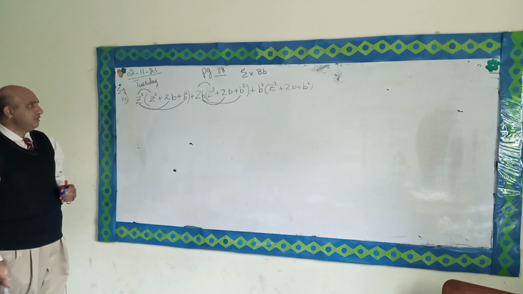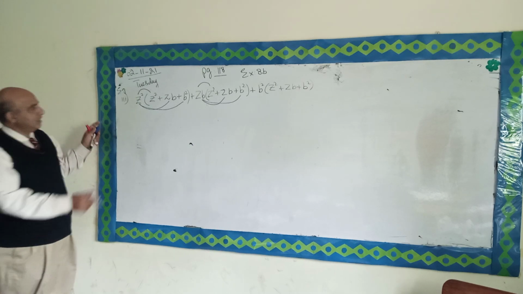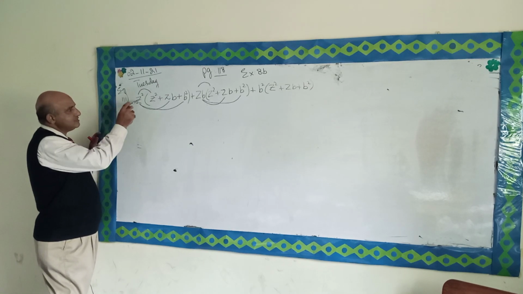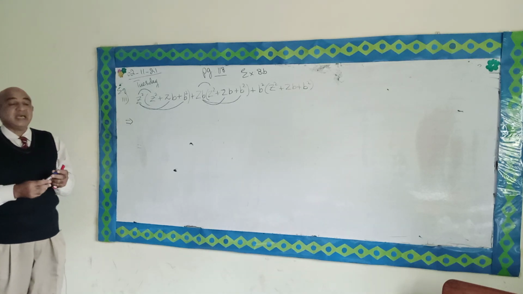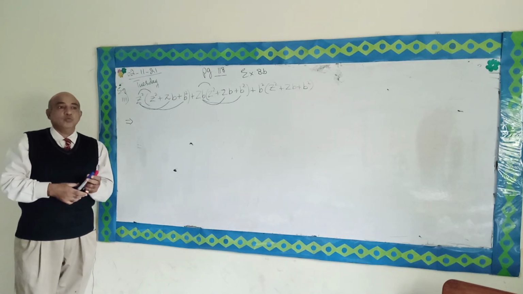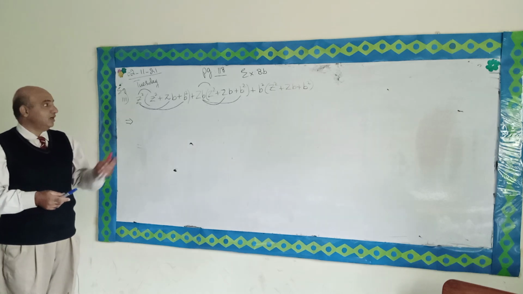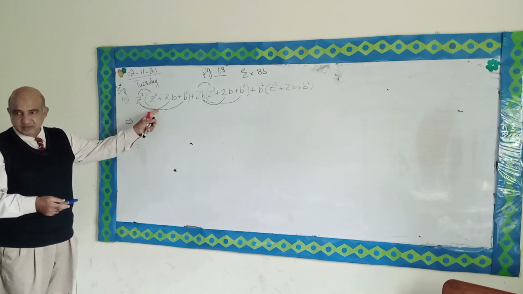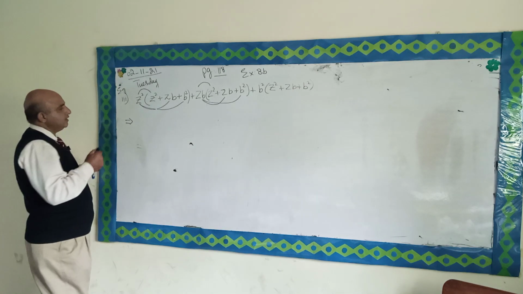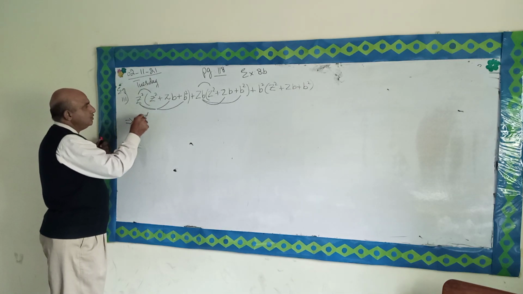Yes, sir. Now look here. When we multiply z square by z square, the same numbers are multiplying. What happens? Their powers are added, because the values are the same. So we write here z power 4.